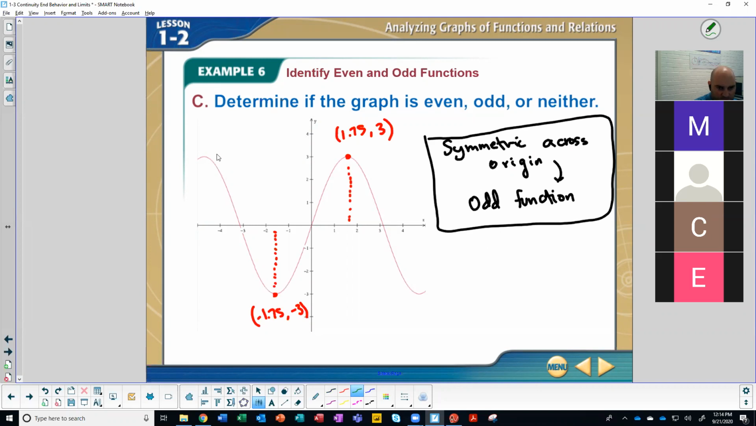Now, let me show you another point. If we took this point here, it looks like it's about negative 4.75. Let's call it negative 4.75. And it has a height of 3. And if I go over here to this point, this is positive 4.75, but the y value is negative 3. Do you see how the number values stayed the same, but the signs changed? This was a negative, it became a positive. This was a positive, it became a negative. If that's the case, it's reflecting across the origin. If all of them change signs like that, then it's odd.